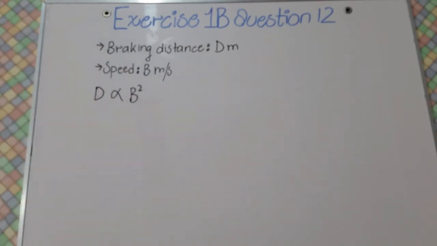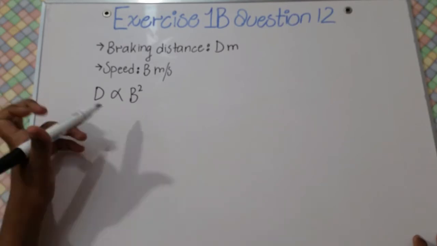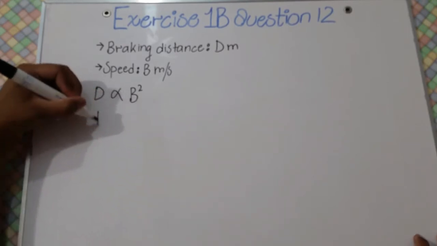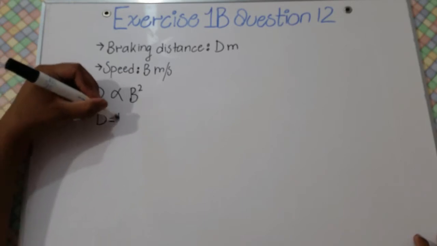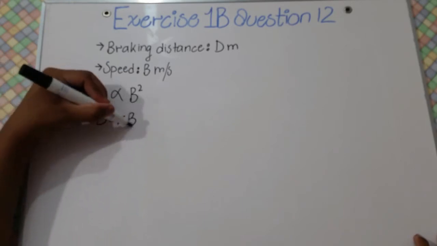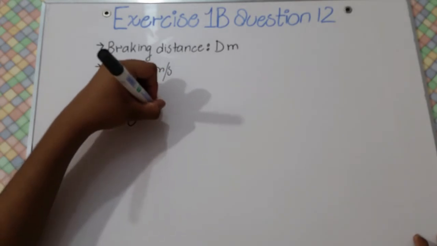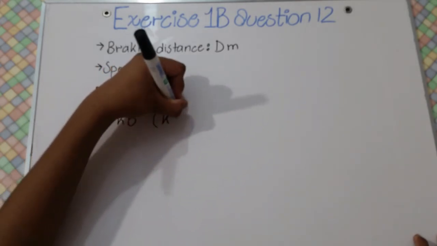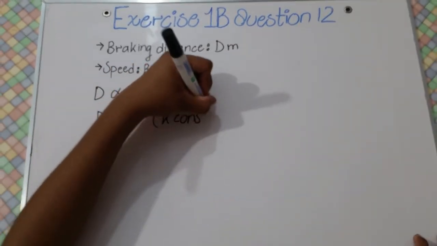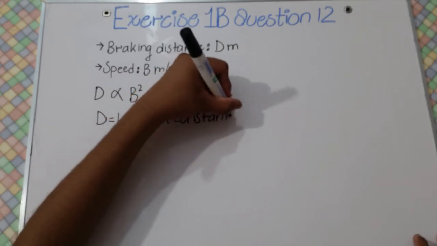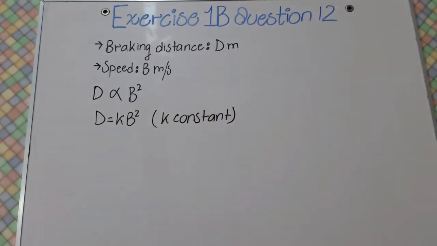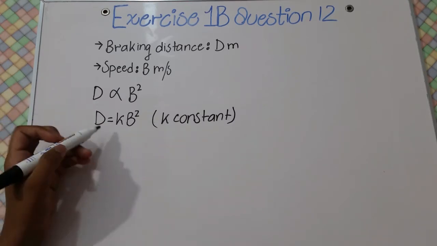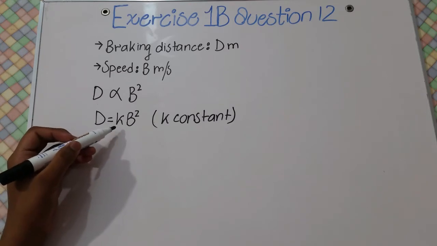So B squared, and if we remove the proportionality sign, it would be D equals K B squared, where K is a constant. First of all, we need to complete this equation by finding the value of K.